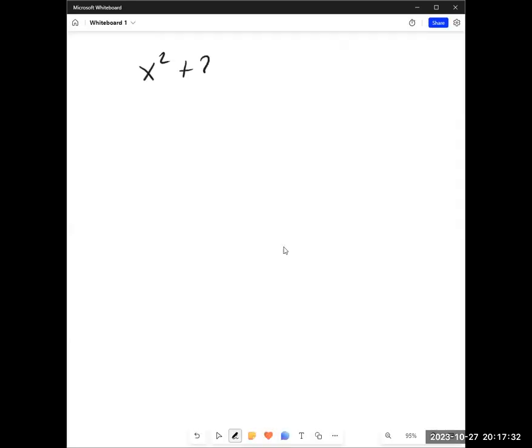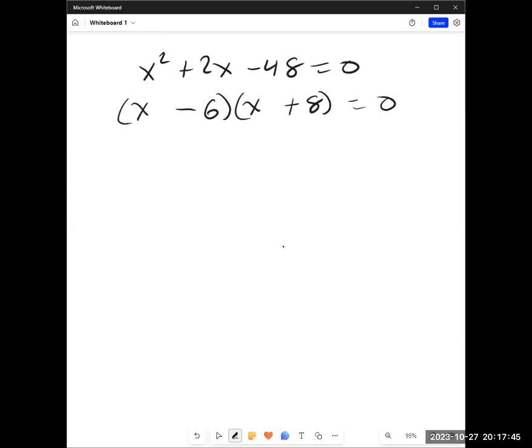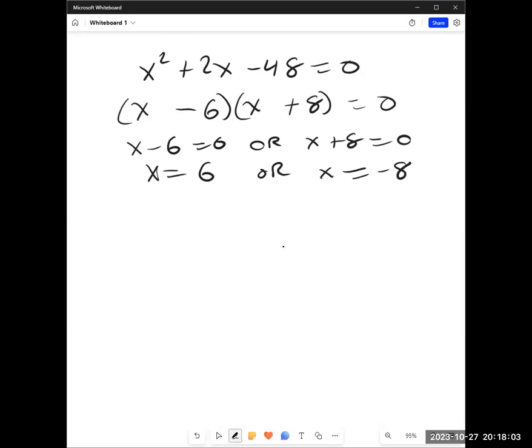x squared plus 2x minus 48 equals 0. So we're going to factor this into two binomials. 6 and 8. A positive 8 and a negative 6 adding to give me a negative 2. Or I'm sorry, a positive 2. So x minus 6 equals 0, or x plus 8 equals 0. x equals a positive 6 or x equals a negative 8. So x equals negative 8, 6.